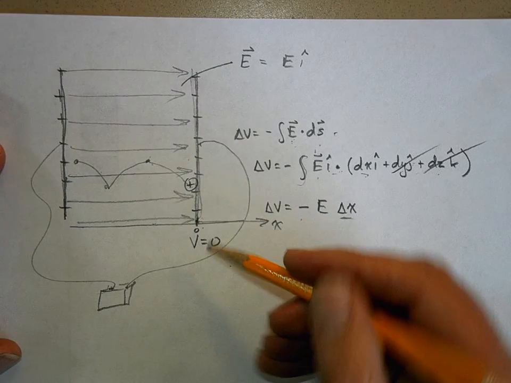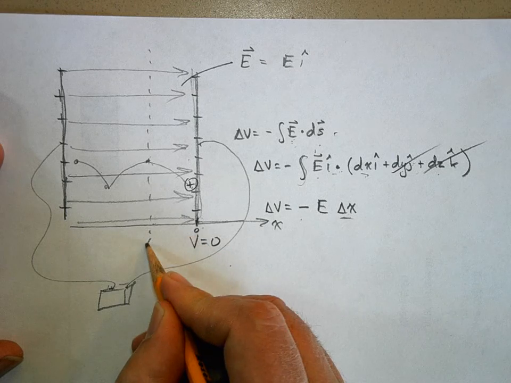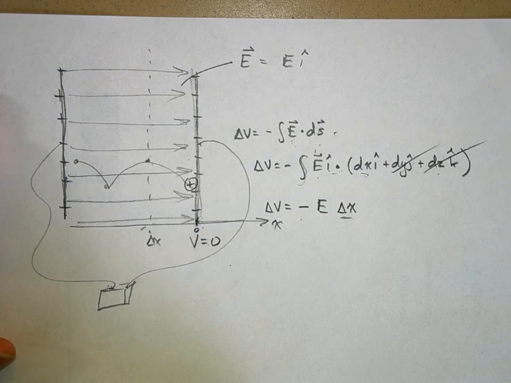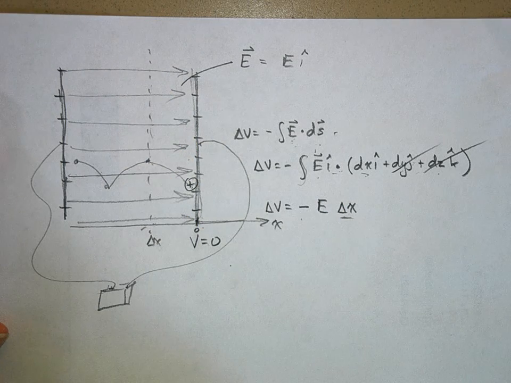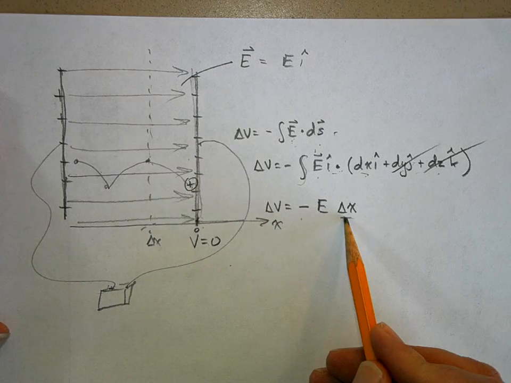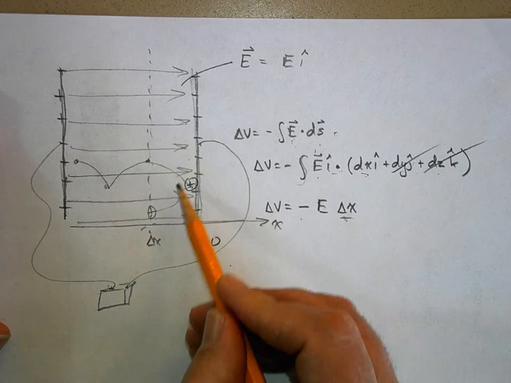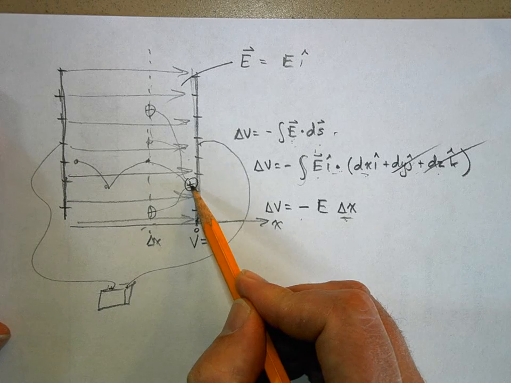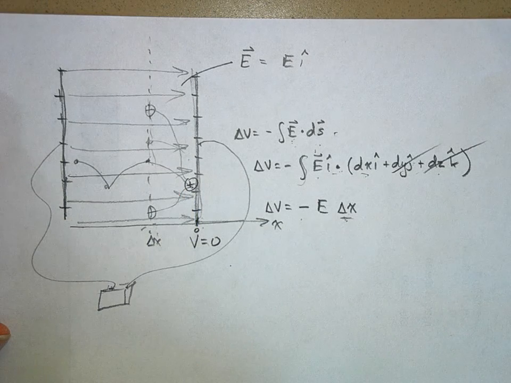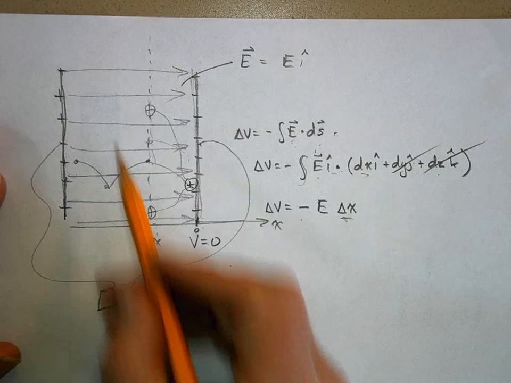But take a look at this. Here's some value of x, and here's delta x. Do you see that anywhere along this dotted line I drew, the voltage is going to be the same? I'm going to have the same delta x. If I start here but end up over here, or over here, it's the same delta x. Wherever I take my test charge and put it, it's going to end up with the same voltage. Now this is a cross section, right?